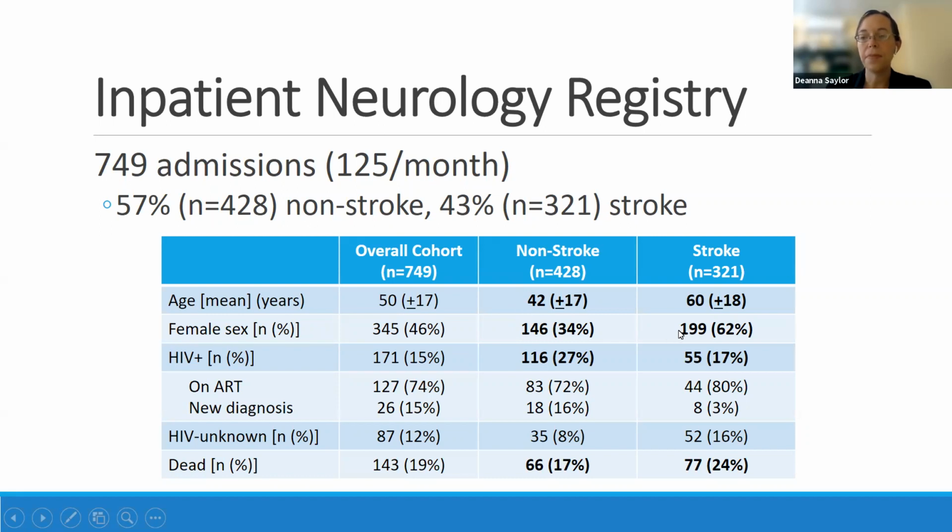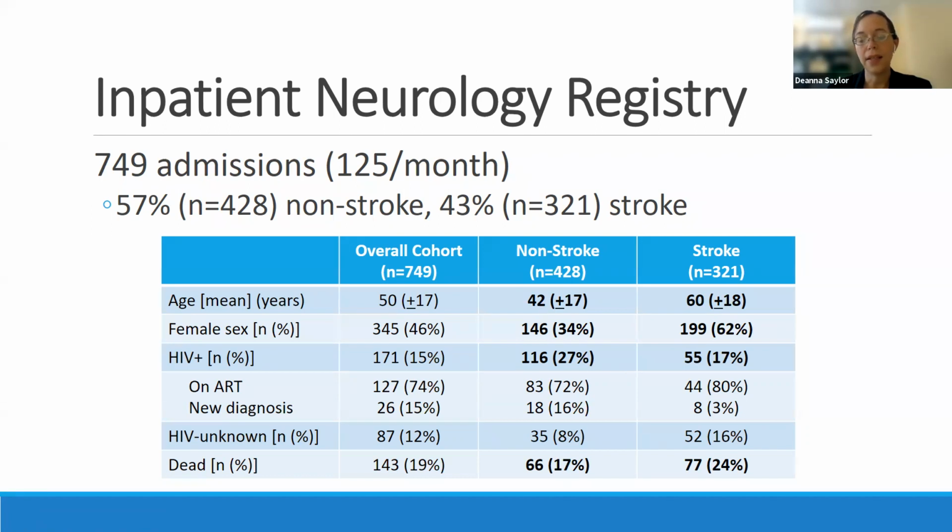Also, women are disproportionately represented in our patients with stroke, with 62% of our strokes happening in women, as opposed to only a third of non-stroke disorders. We also see that patients with non-stroke disorders were more likely to have HIV. 27% of these patients had HIV, compared to a little less than 20% of patients with stroke.